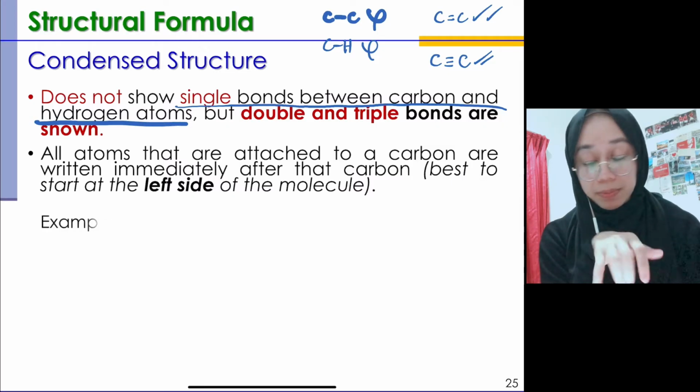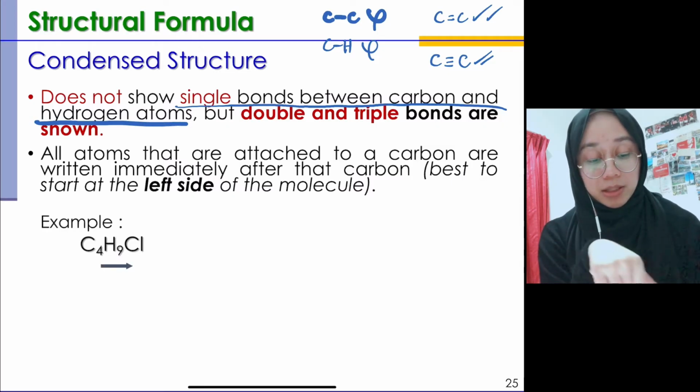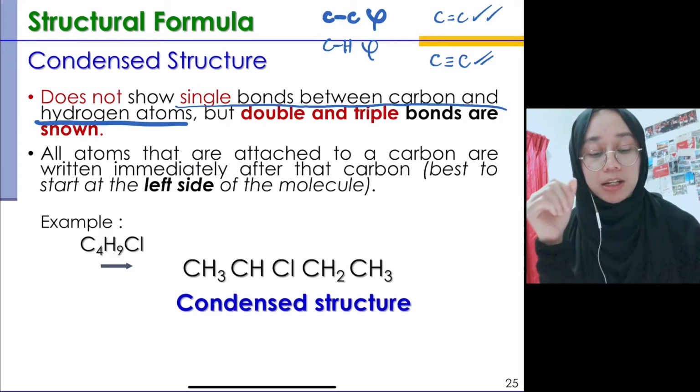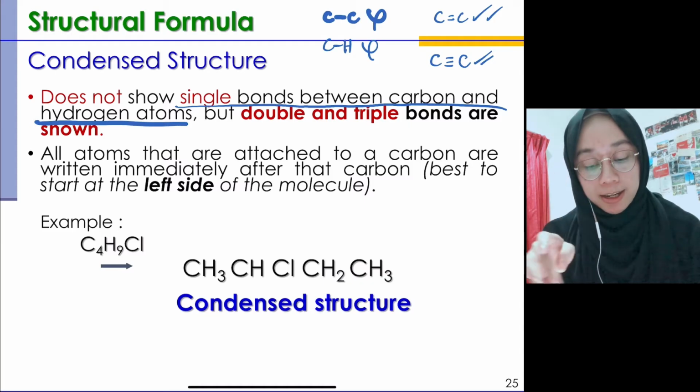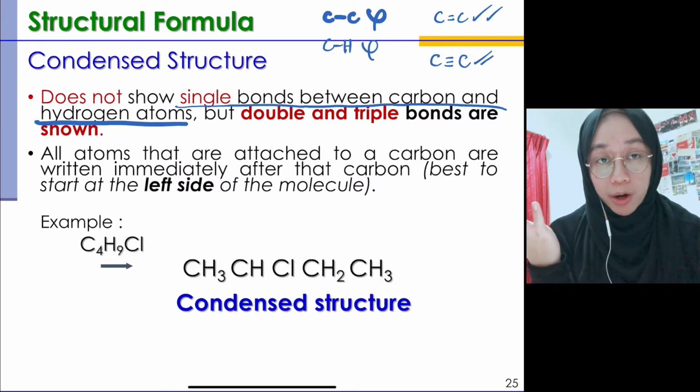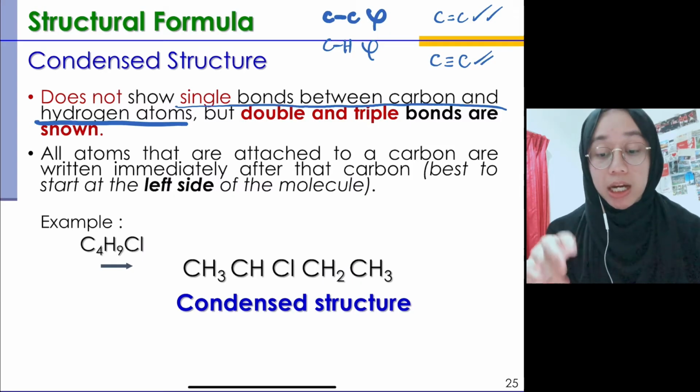Okay, for example, so let's say kita ada C4H9Cl ni. Okay, so ini adalah contoh condensed structure. Lepas ni Miss tunjuk macam mana nak tulis lah sebenarnya. Okay, so ini adalah example untuk condensed structure. So as you can see, there's no bond is being shown here.